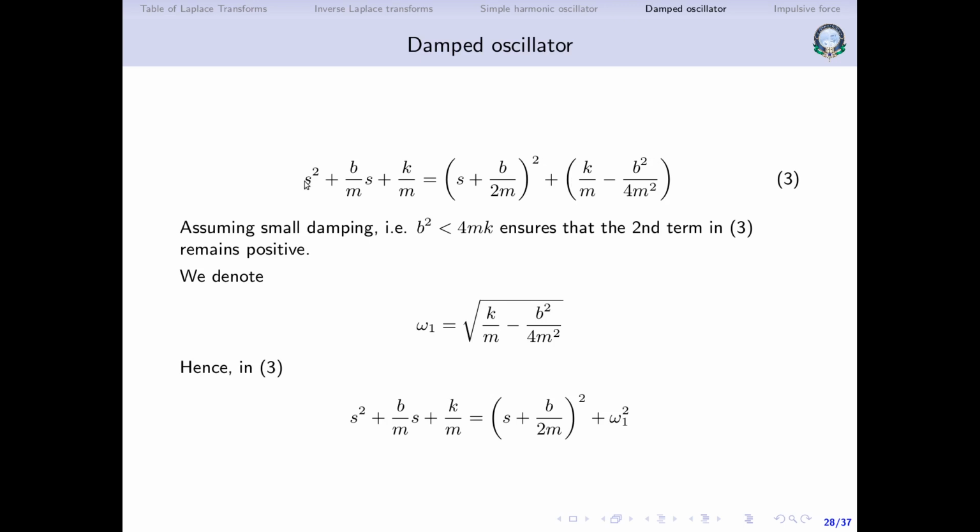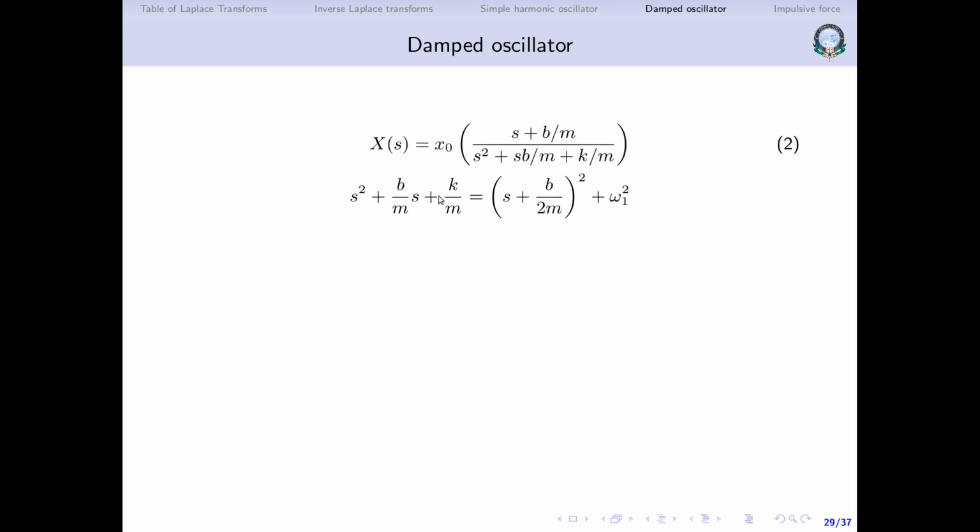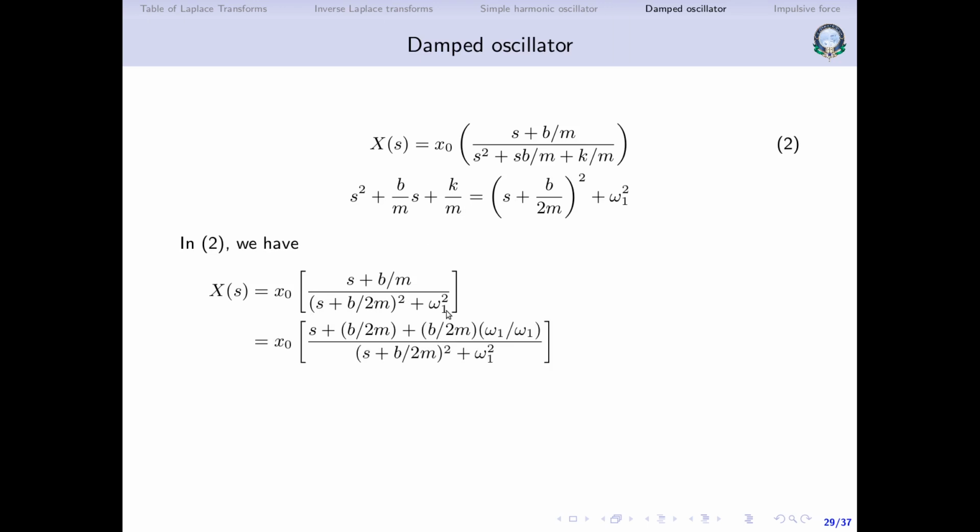So that denominator can be written simply as s plus b by twice m whole square, a complete square, plus omega 1 square. You could write it like this. So X of s is this. In equation number 2, we just substitute in the denominator. So we have this entire thing as s plus b by twice m whole square plus omega 1 square. Now for the numerator, again we'll break it down.